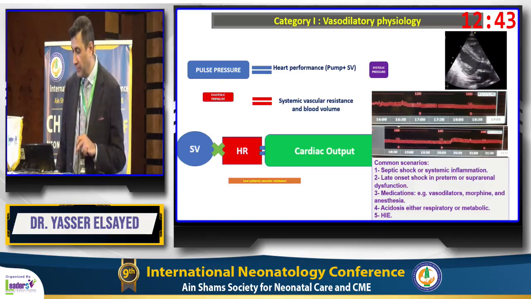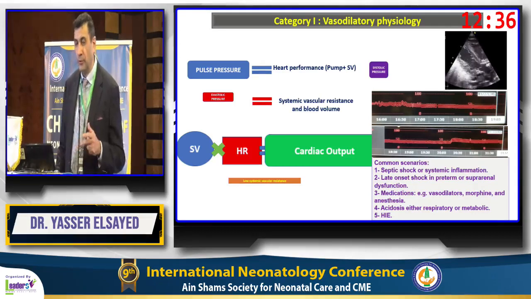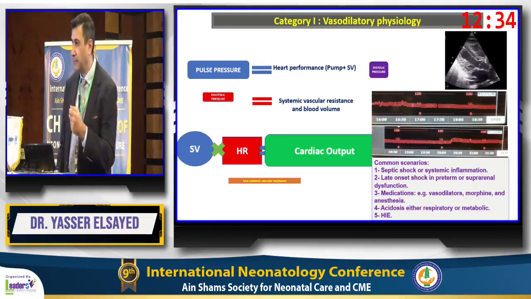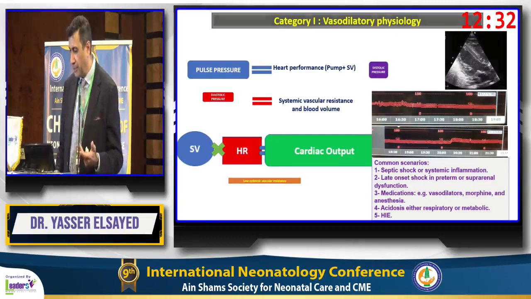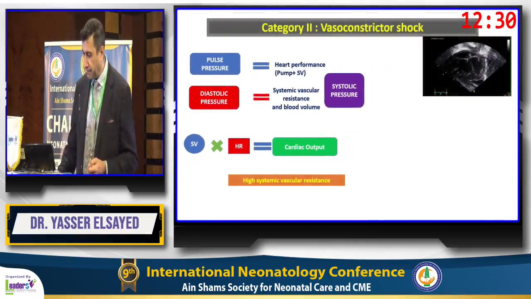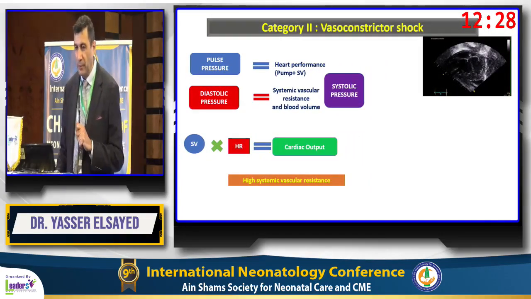Acidosis, respiratory acidosis or metabolic acidosis, should be corrected first before giving any vasopressors, because typically acidosis or low pH might affect the vascular tone. And HIE as well, one of the categories where we may see vasodilator shock.